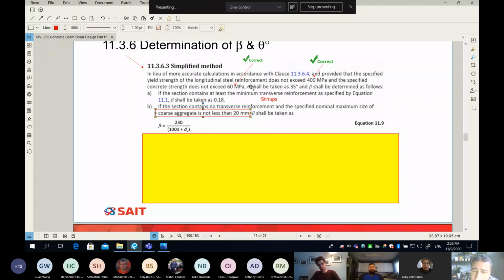In this case, my theta is always 35 degrees, and my beta depends on case A or case B. In A, any part of the beam that contains minimum stirrups, which we will learn how much later, you use 0.18. Anywhere in your beam where you have no stirrups at all, and the aggregate size is not less than 20, we use this formula to find beta, which is 230 over 1000 plus dV. I know 100% that this is very dry. I'm asking you to be patient, and I promise this will get way easier when we have a numerical example.